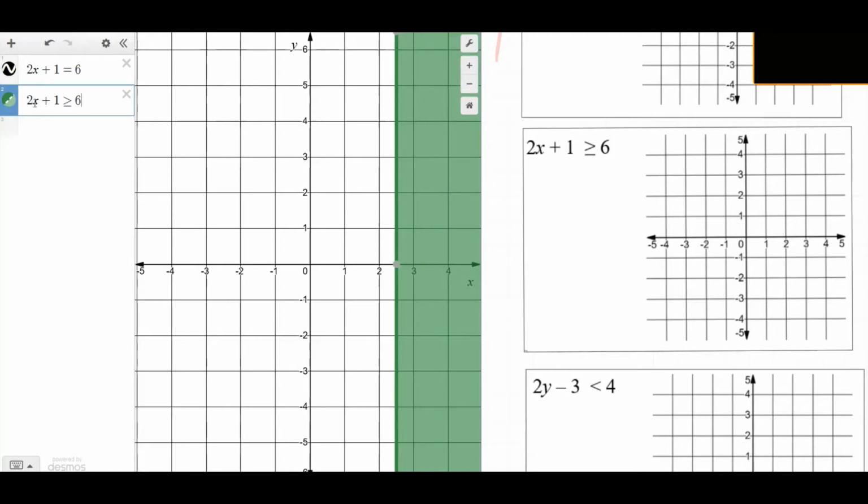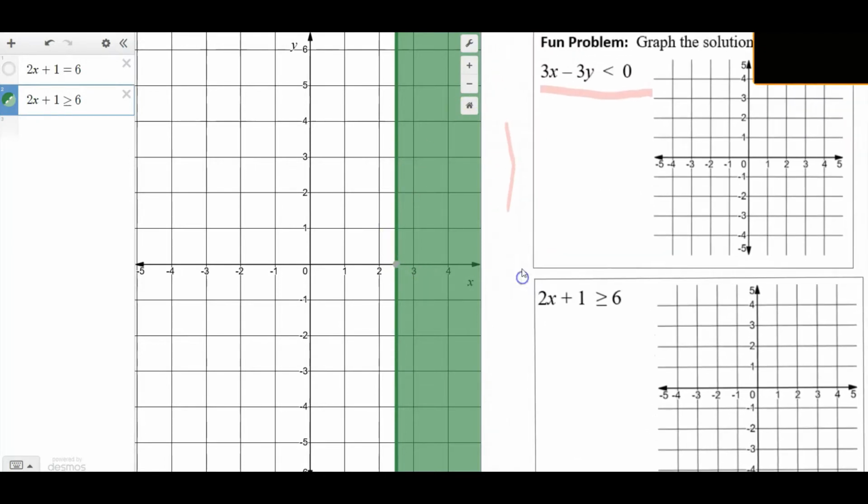Okay, so we have 2x plus 1 is greater than or equal to 6. One of the main differences between this inequality and the other one is that the boundary line is part of the solution. In the first problem, the inequality symbol didn't have the equal to part, so we couldn't draw the line. We had to do a fake line, or a dash line.